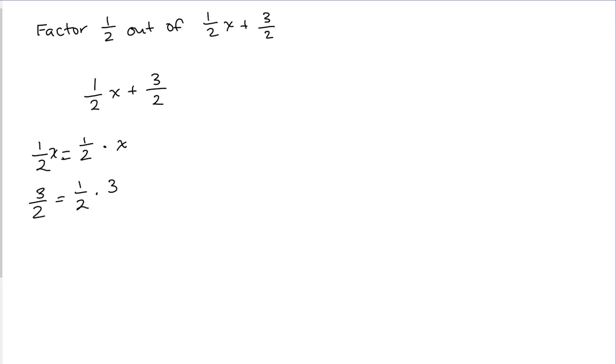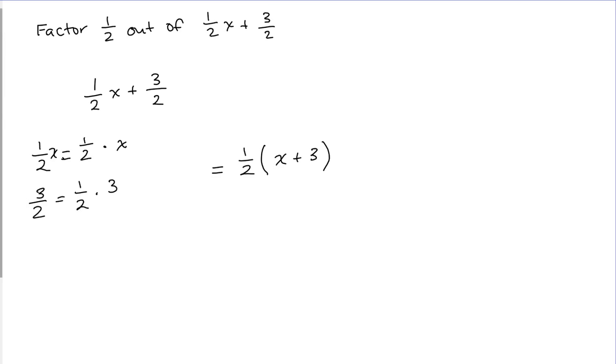And now we're going to use the distributive property to factor out the 1/2. So that just looks like we're taking our 1/2 and multiplying it by our other factors, x and 3. x plus 3. And that's how we factor out a rational number.